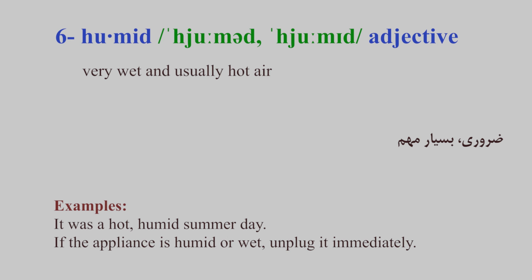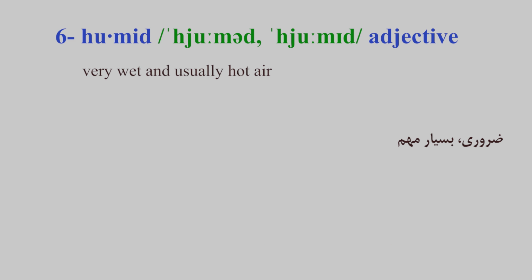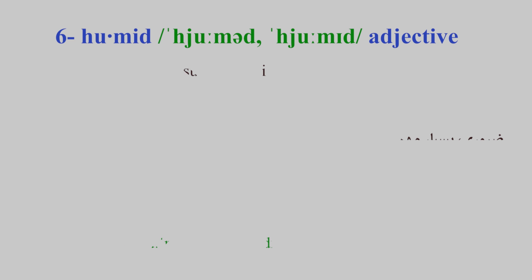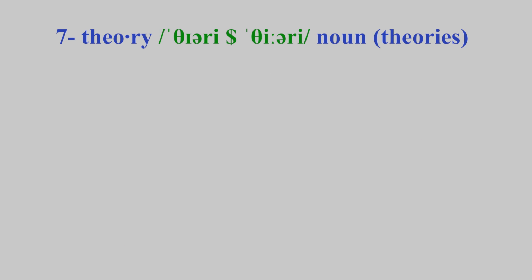And let's look at the examples. It was a hot, humid summer day. If the appliance is humid or wet, unplug it immediately. And in the word family, humidity is a noun. Let's go to the next word, and the next word is theory.